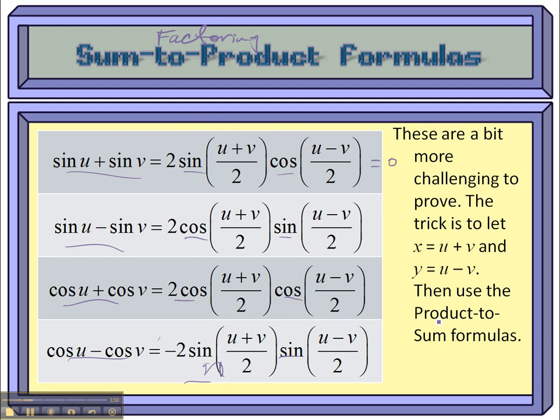And that is, in fact, what we have to use to prove them. But it's a bit tricky. Speaking of tricks, here's the trick. What you want to do is let x equal u plus v and y equal u minus v. Then you're going to add and subtract the x and the y and use the product to sum formulas. Sounds a bit complicated because it is. So see if you can follow me here.